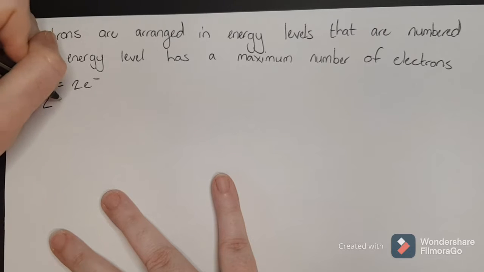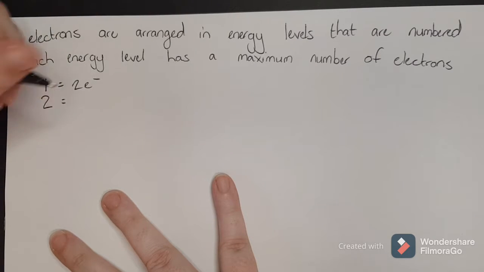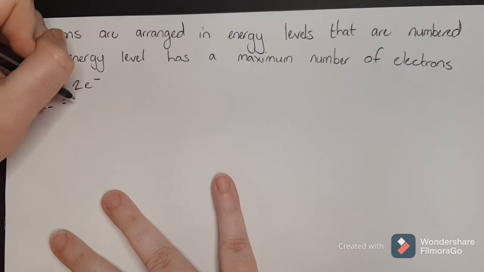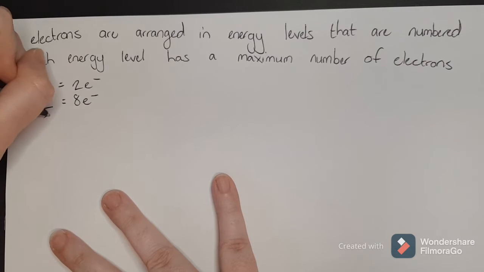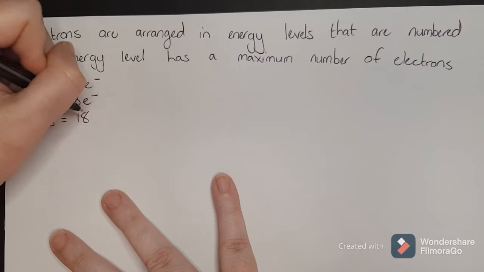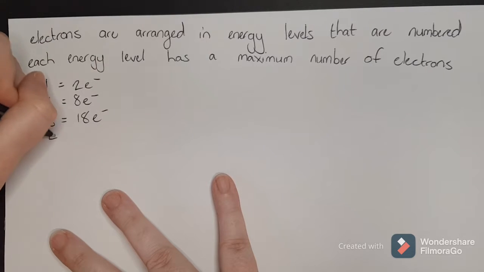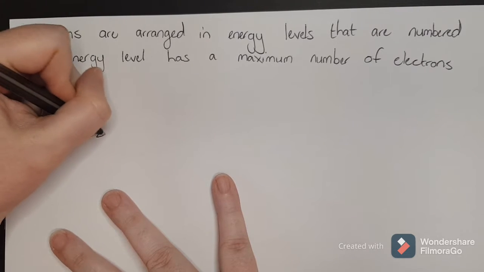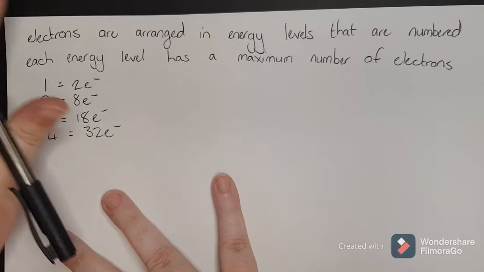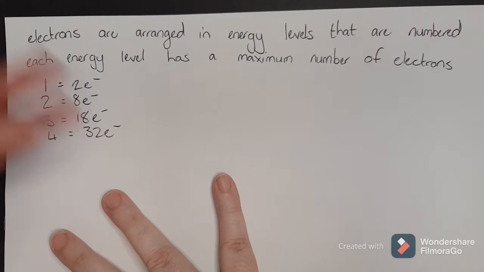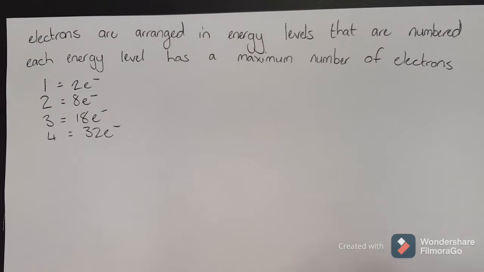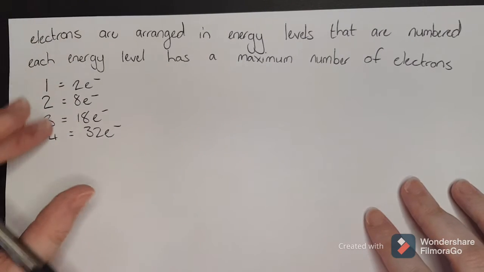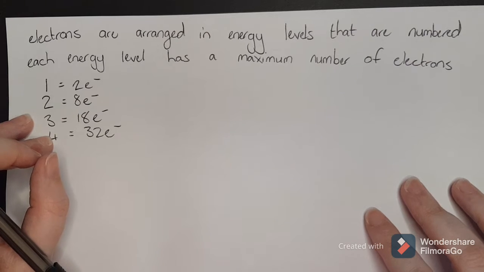Energy level 2, which is the next furthest away from the nucleus with the next highest amount of energy, can have 8 electrons. Energy level 3 can have 18 electrons, and energy level 4 can have 32 electrons. It obviously keeps going higher with energy level 5, 6, etc. But for your level, all you need to know is up to energy level 4.